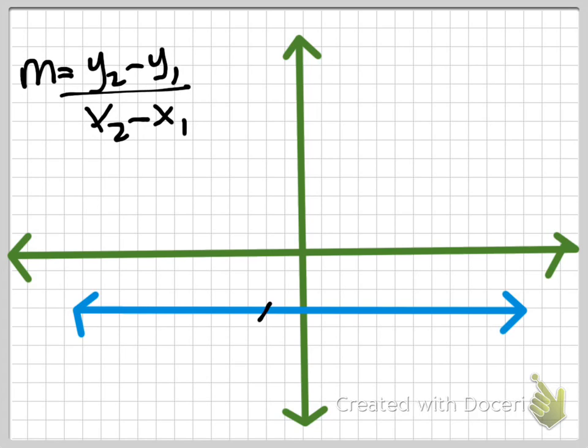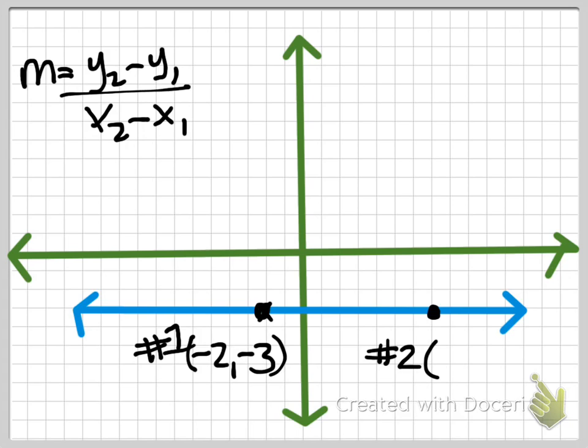So if we had this point, that would be negative 2, negative 3, and that's number 1. And then maybe this point, which would be number 2, and that would be 7, negative 3.